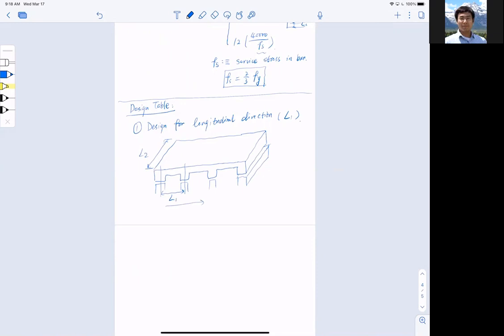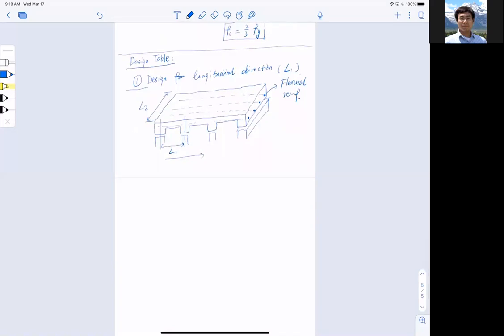So the slab here, and let me use the color blue. Okay? So inside, you see, you have reinforcement like that, right? Along the L1 direction. We call this the flexure reinforcement. Okay, this is section 1. Longitudinal direction means flexure reinforcement.